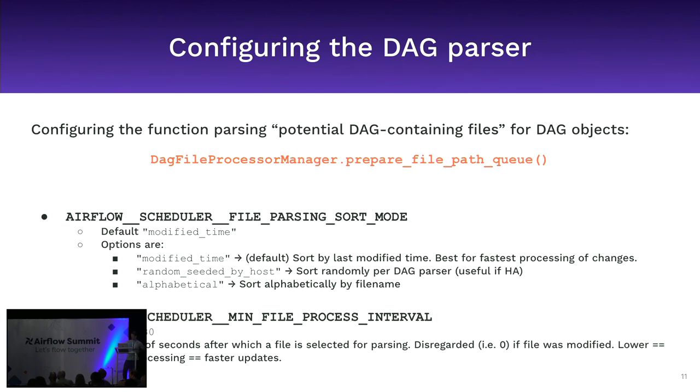Then for the method prepare file path queue, there's another setting called min file process interval. By default, this is 30 seconds. And this is a threshold to select files for reprocessing. But the important thing here is that files that were modified are not regarded in this case, but it does apply to, for example, dynamic DAGs, which are not modified but depend on some external factor.